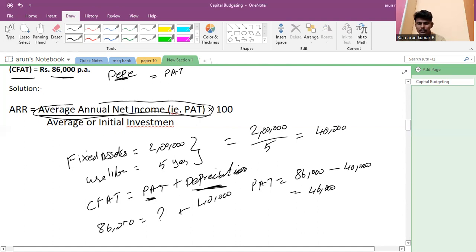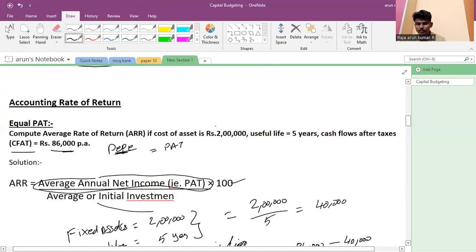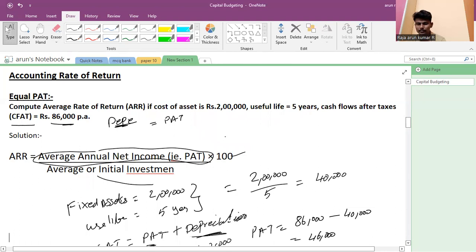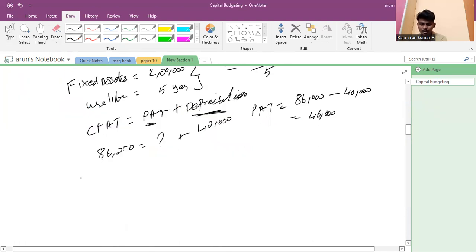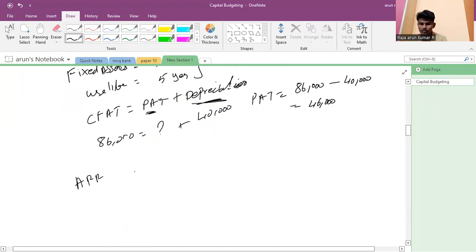What's next? Initial investment they given, and multiply by 100. We simply do that sum. Initial investment, what? 2 lakh they given. ARR equal to 46,000, we find out the PAT, divided by 2 lakh into 100. We find out 23% of ARR. This is the answer. Simple, we complete it in the equal method.